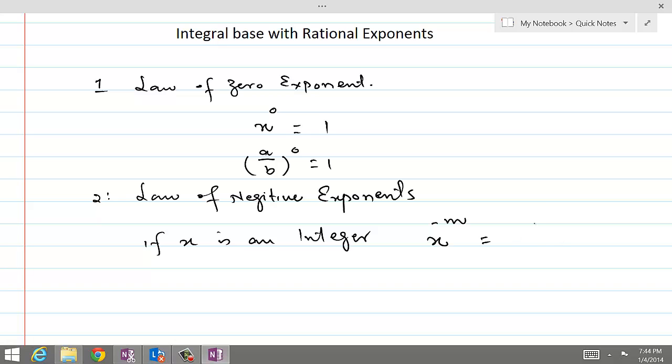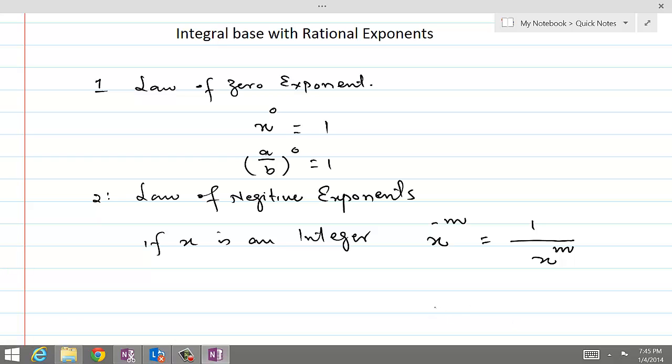So we can bring down the entire number such as this x, and we can change the sign of exponent. This can be written as plus m. So when the numerator moves to the denominator, the exponent changes its sign. And similarly, if the numerator becomes a denominator, it changes the sign again.